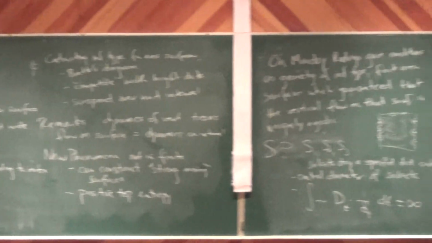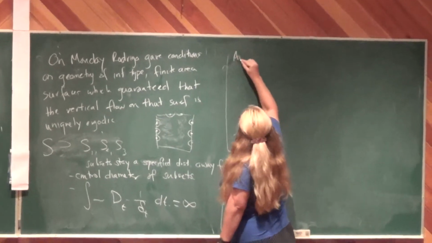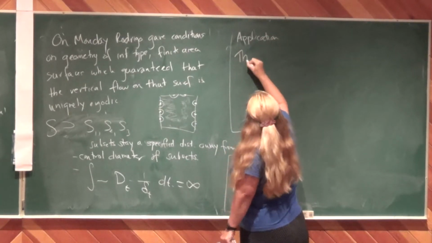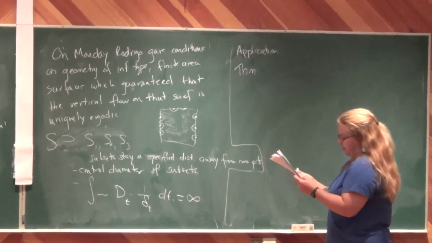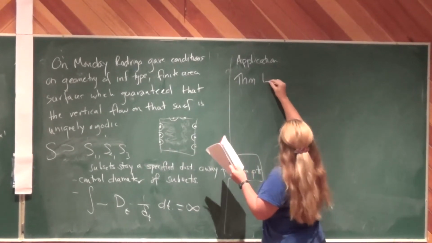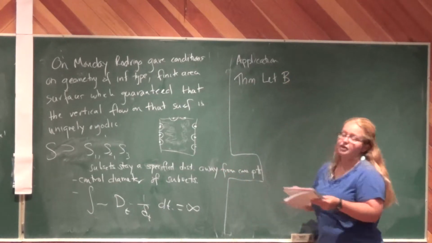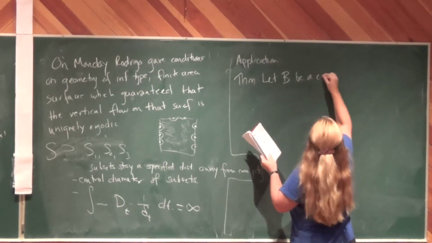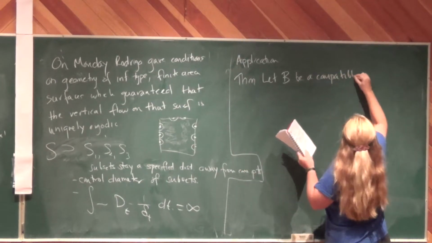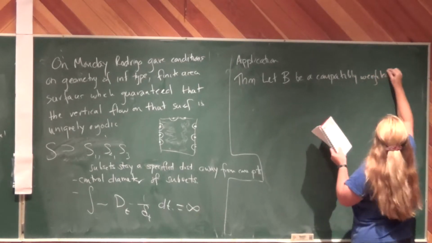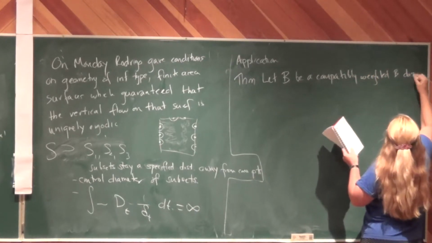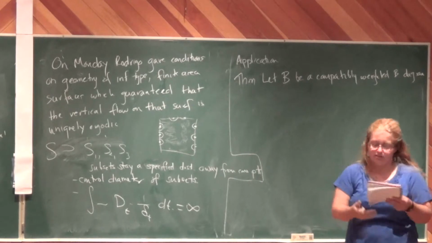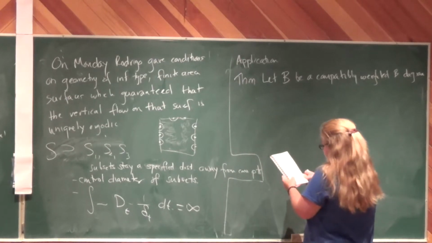So let me give you the rephrased version, the application of Rodrigo's theorem. It gives us a theorem. I'm really running out of time. So here's the statement. Let B be a compatibly weighted Bratteli diagram, ordered, all that good stuff. Since we're only interested in flow in the vertical direction, the side identifications don't affect that. So it can be infinite if you like.